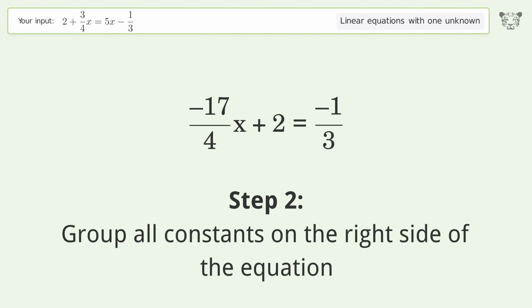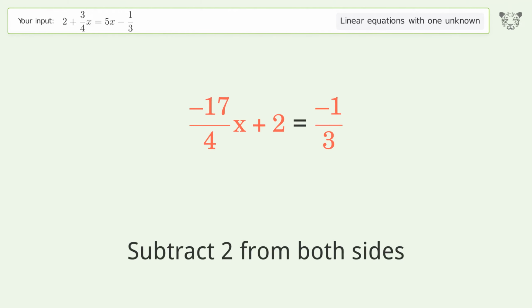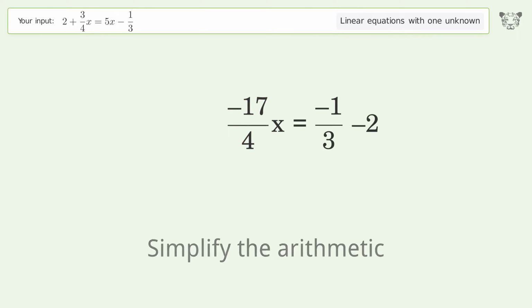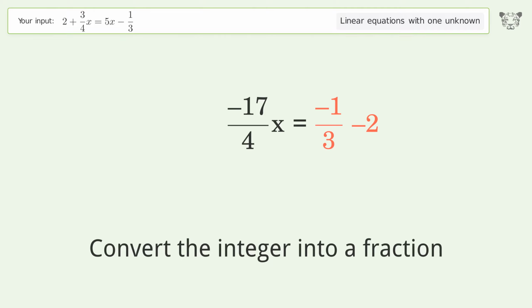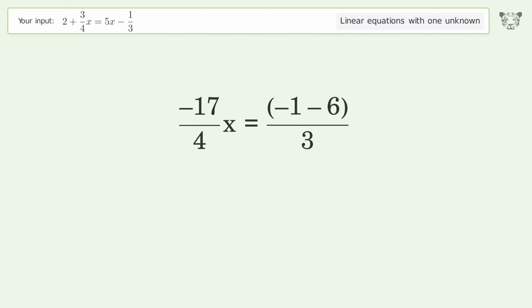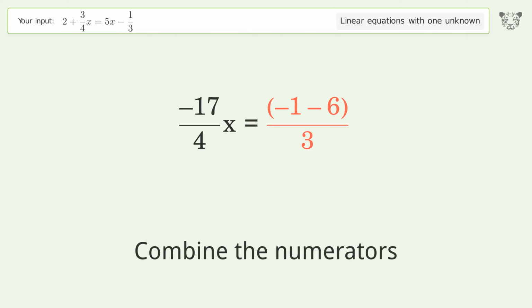Group all constants on the right side of the equation. Subtract 2 from both sides. Simplify the arithmetic. Convert the integer into a fraction. Combine the fractions. Combine the numerators.